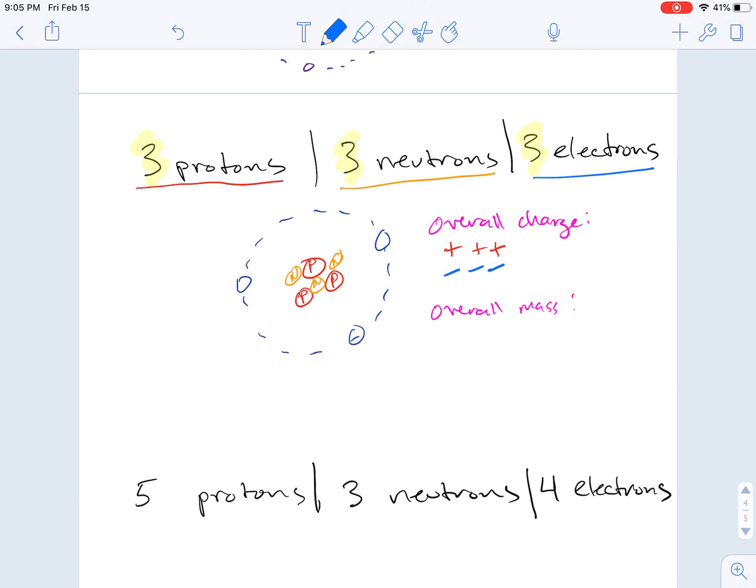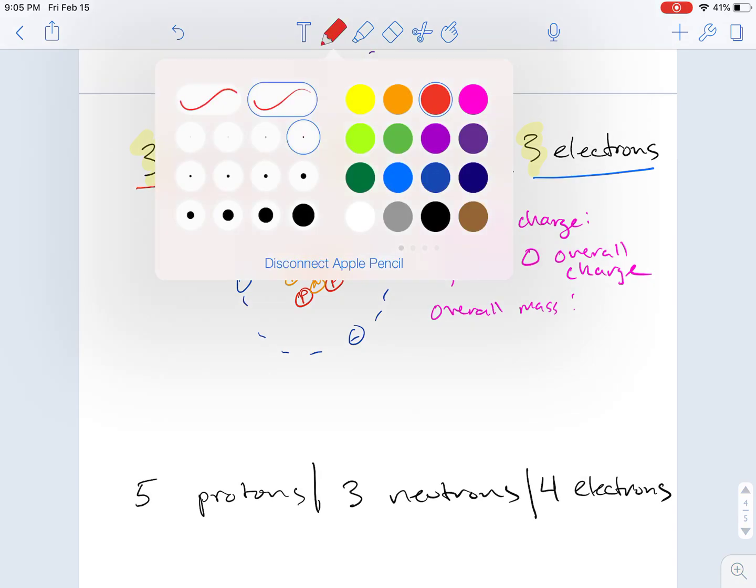For every positive charge, if there's a negative, we can cancel it out. So we'll cancel out that, we'll cancel out that, we'll cancel out that, and we're left with 0 overall charge. Okay. So for every proton, if there is an electron, it cancels out. Now let's look at the mass.